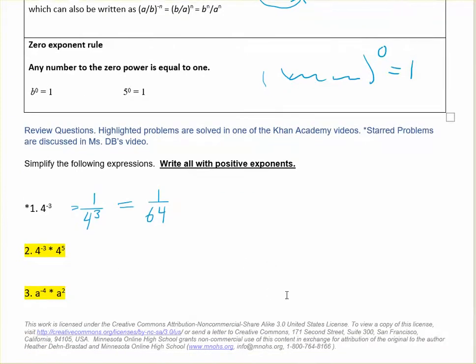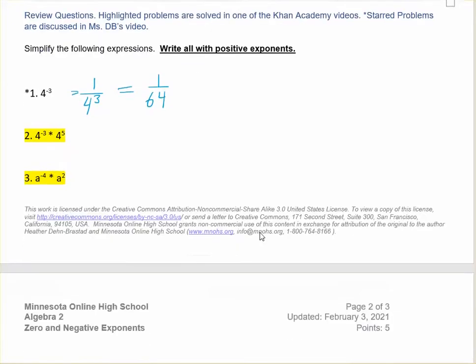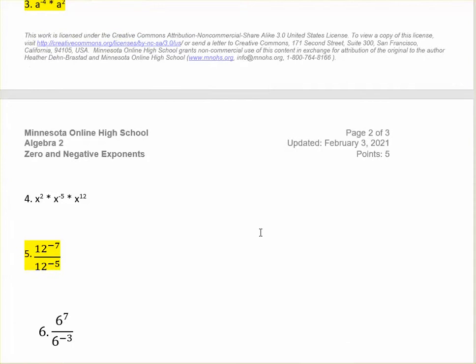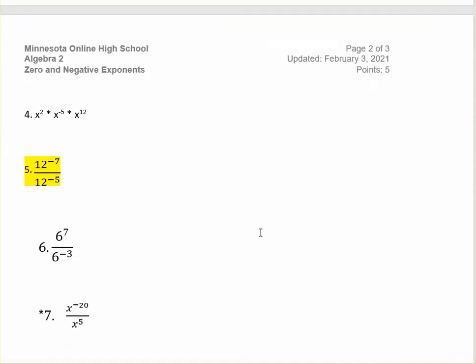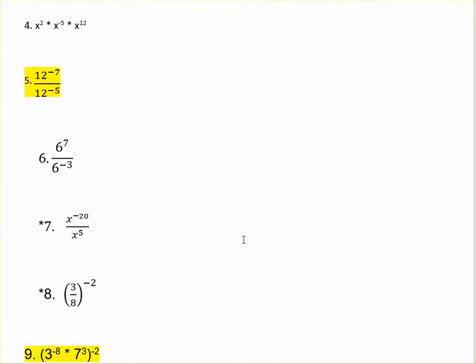The answers for number 2 as well, don't write it as a decimal. I don't think it will be anyway. And number 3, of course, will be something with a's. Let's look at number 4, 5, 6. They're not too difficult. Let's look at number 7. Well, this isn't difficult either.